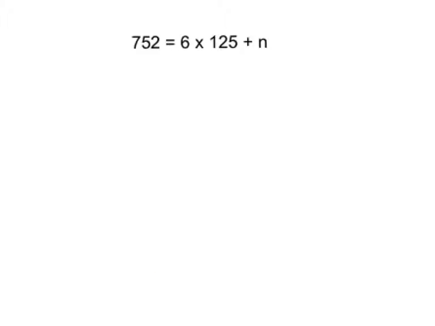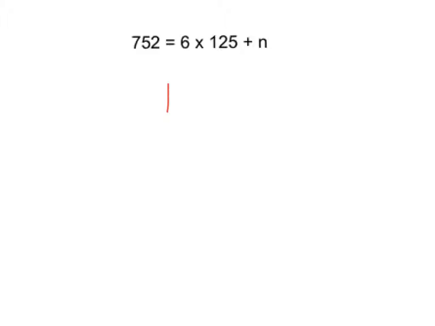Okay, next one's a little trickier. My n is not all by itself, it's over here. I'm thinking that maybe that is my remainder. As I'm looking at this, I know that if I were to multiply 6 times 125, that's going to get me pretty close. I'm thinking about how I would check that type of problem, and then I would add my remainder on. So let's try that and see if it will work.